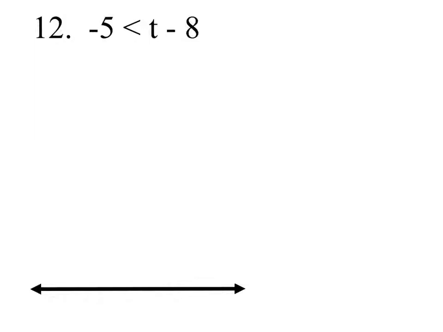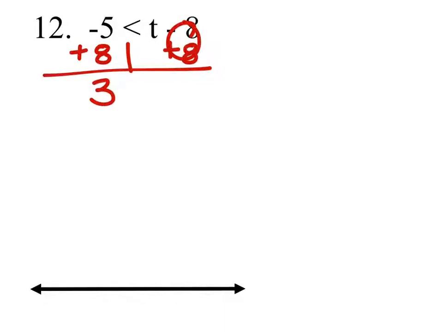Number 12. Negative 5 is less than t minus 8. To solve this one, I'm going to add 8 to both sides of this inequality. So that's going to zero out those 8s. Negative 5 plus 8 is positive 3. And this now is less than the t, which we're going to drop. So 3 is less than t.